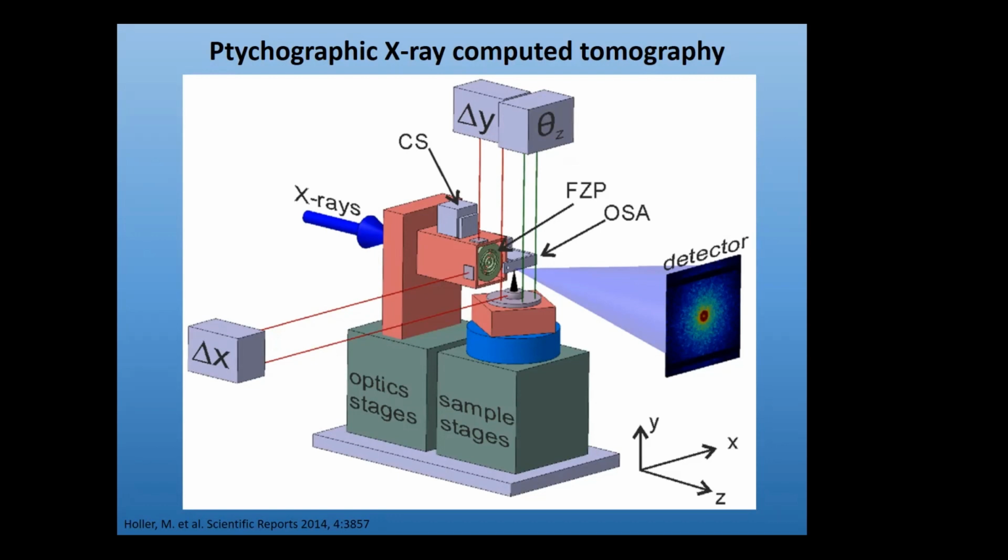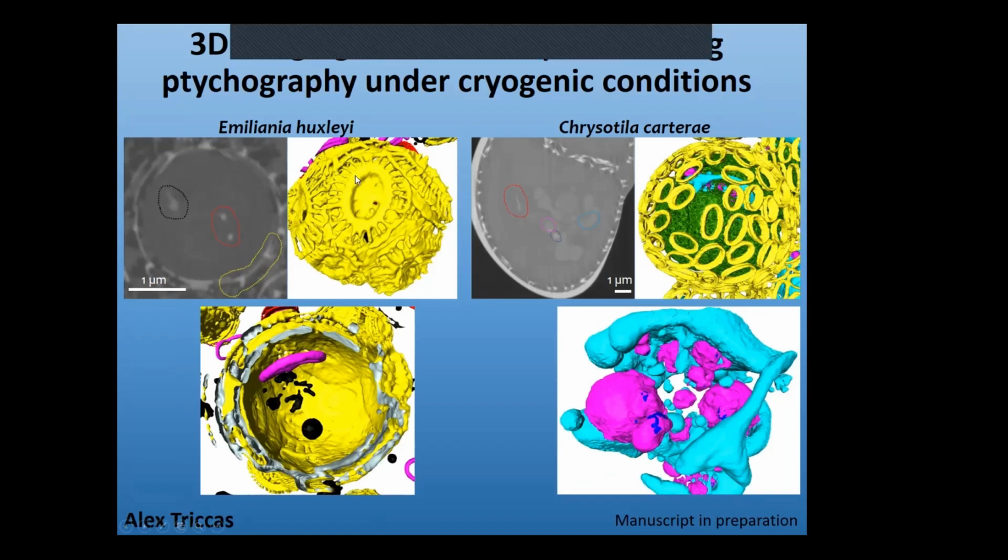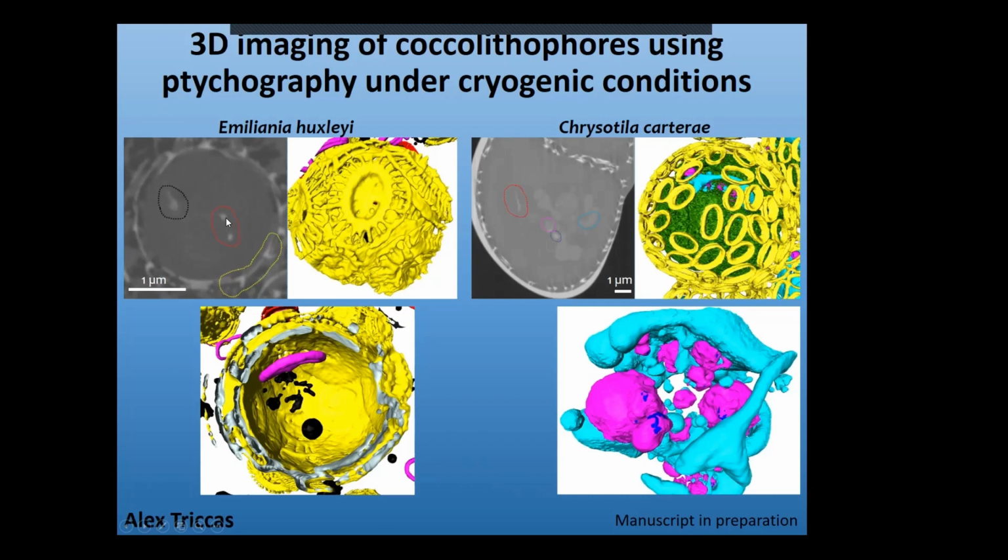And of course, we do tomography here, so that means that we rotate the sample to scan in 360 degrees all the surface, and collecting those overlapping patterns, which we can then reconstruct to get the 3D object. And this is showing the 3D reconstruction of Emiliania and Chrysotila cartera. So this is basically a slice from the 3D volume where you can see the coccoliths on the outside. That's a forming coccolith here on the inside. And this is a calcium-containing compartment.